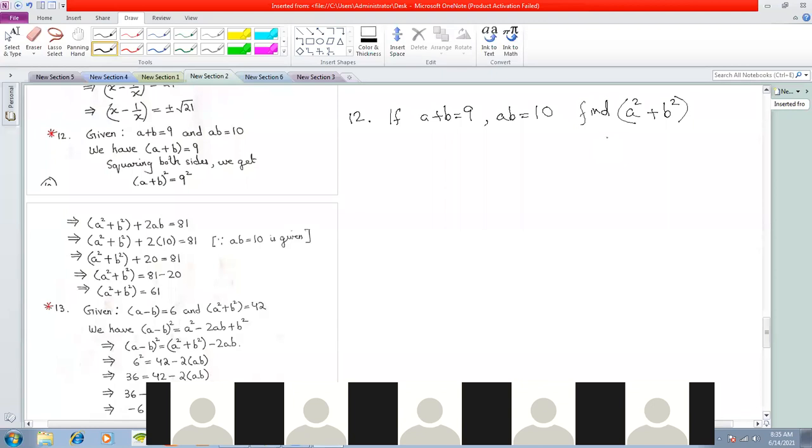Okay. So what was the rule that I told you? Here you see that the power of a and b are both 1, isn't it? And we are moving from power 1 to power 2. So what do we need to do? We need to square both sides. So we start with what is given to you. It is given to you that a plus b is equal to 9. So we start with this. So square both sides.